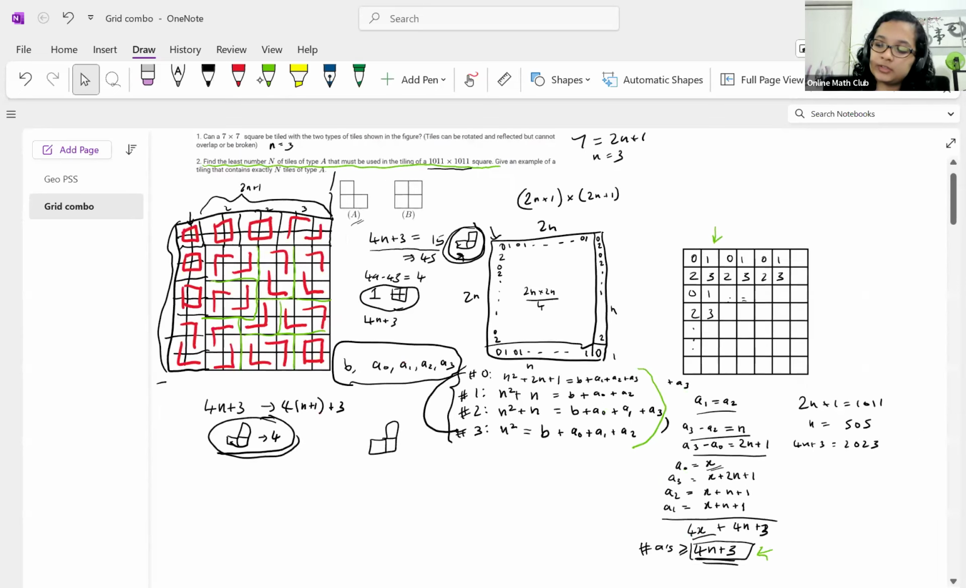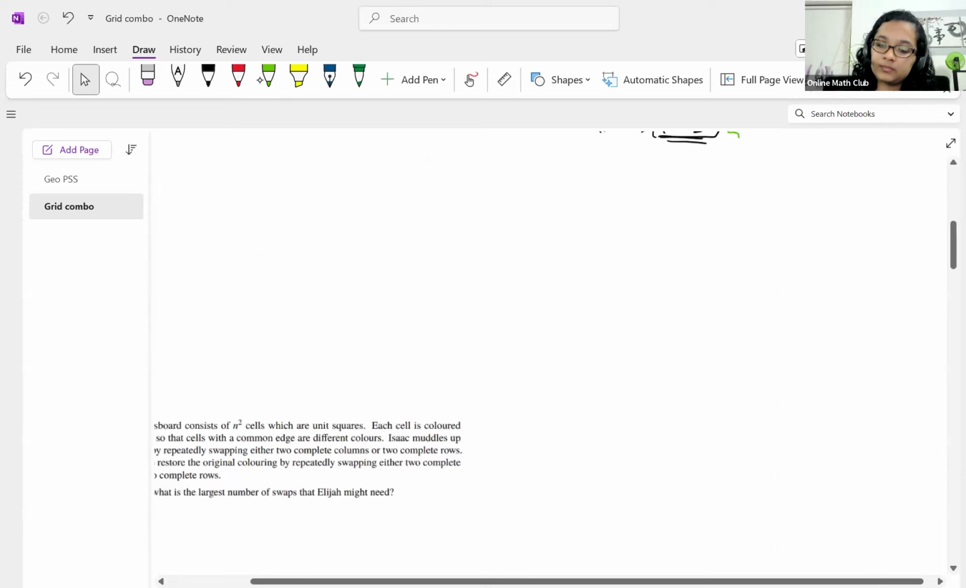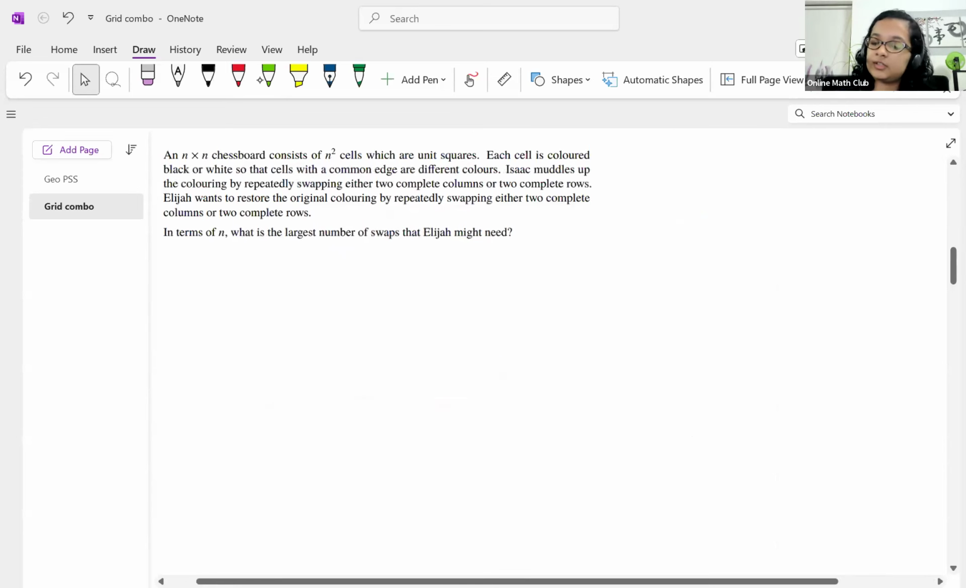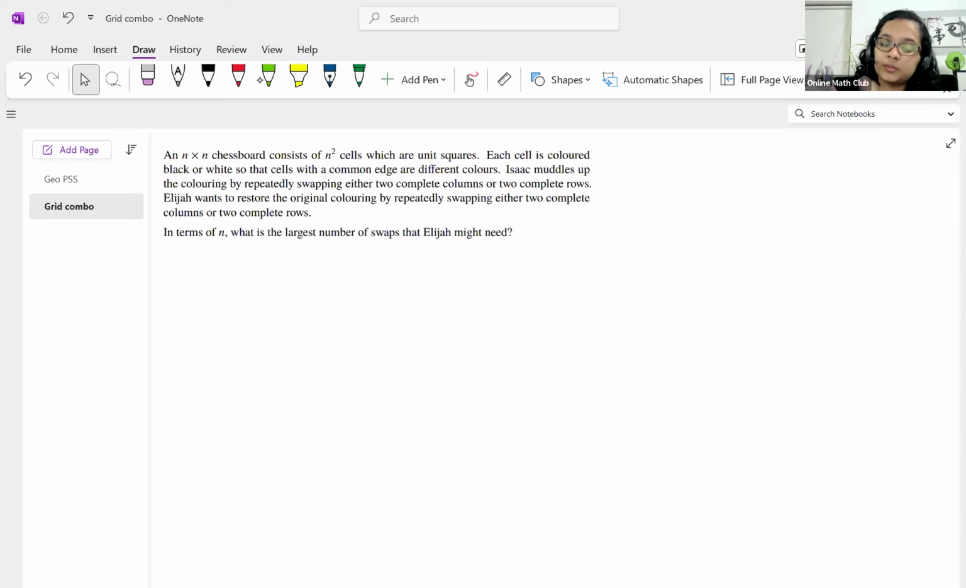Okay, so let's move on to the next problem. So in this one, you're already given a coloring, you're given a chessboard coloring. And what one person does is, so you have 2 players basically, and the first person swaps rows and columns in some order, and the second person wants to restore the coloring. And what's the largest number of swaps the second person is going to need?